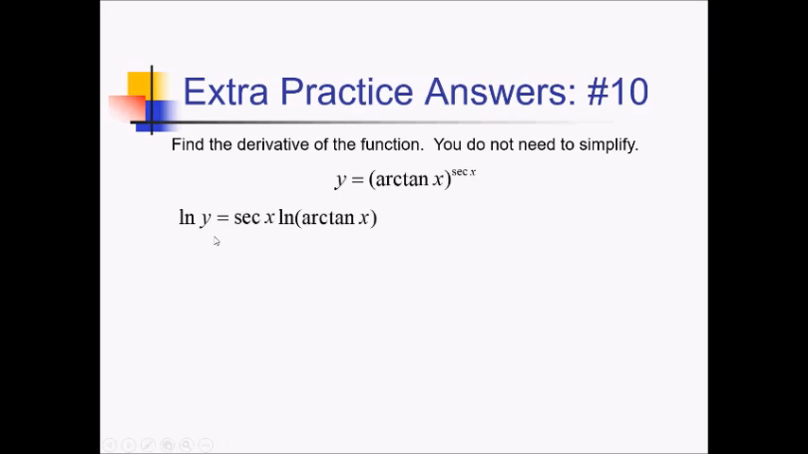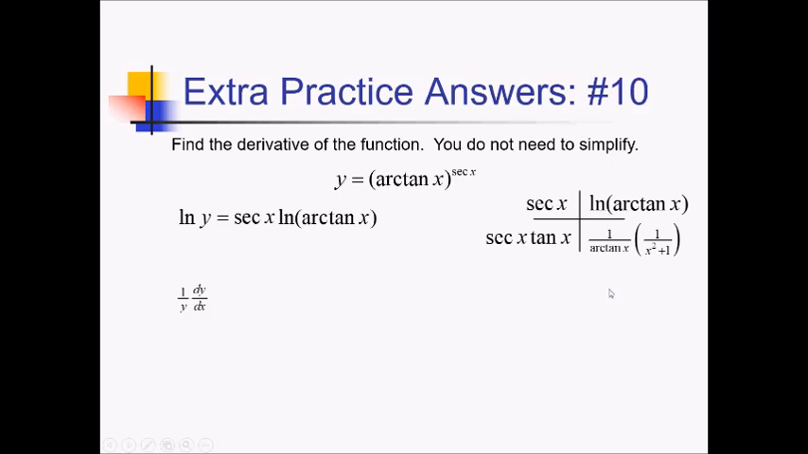So now implicitly differentiating this thing, we have 1 over y, dy over dx on the left side. On the right side, we have a product rule with secant of x and ln of arctan of x. Derivative of secant, that's going to be secant of x tan of x. And here's v prime. This is derivative of ln of arctan of x. So that's going to be 1 over arctan of x times the derivative of arctan of x. We got to use the chain rule here. So that's going to be 1 over x squared plus 1.